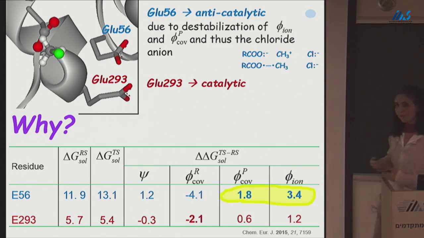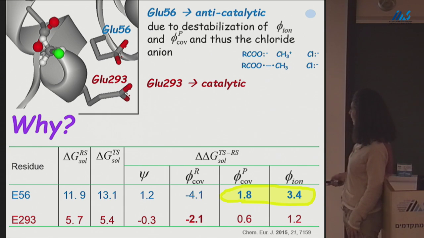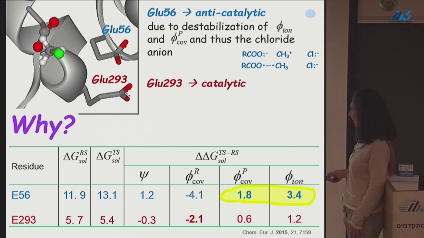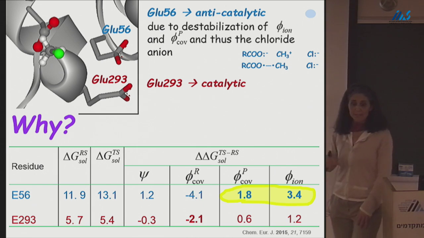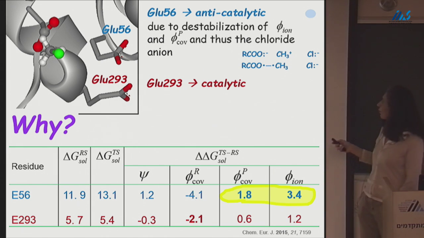So we further decomposed it, and what we could see is that in the case of glutamate 56, the interaction is with these two valence bond structures. If we look at these two valence bond structures, what's common is the chlorine ion, which means that the interaction is destabilizing with this chlorine ion. And that's why it is anti-catalytic.